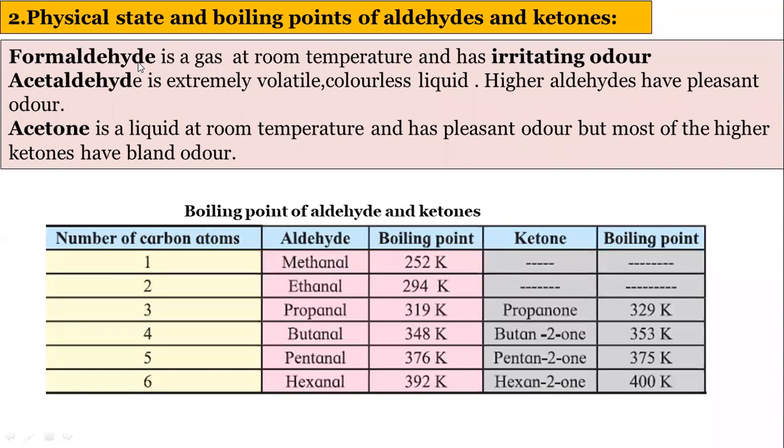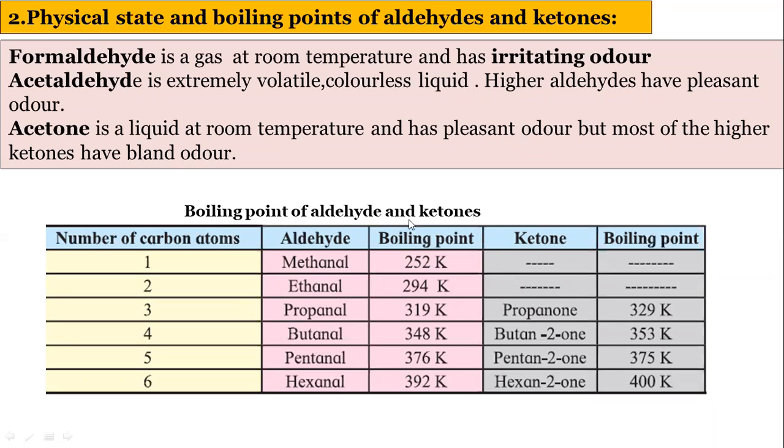Yes, the physical state and boiling point of aldehydes and ketones. Formaldehyde is the first aldehyde, which is a gas at room temperature with a very bad, irritating odor. Then acetaldehyde is extremely volatile. It is a colorless liquid. Then higher aldehydes have pleasant odors. Acetone, which is very famous in our chemistry laboratory, is a liquid at room temperature with a very pleasant smell. But most of the higher ketones have a bland odor.